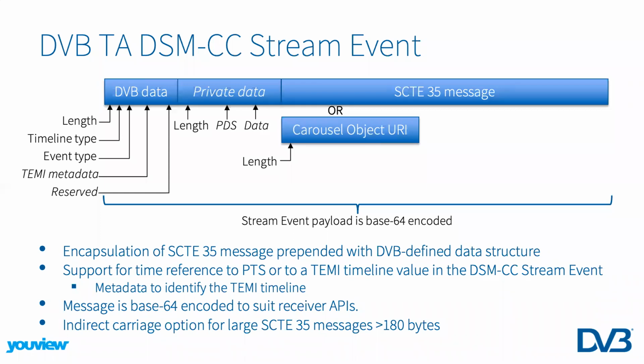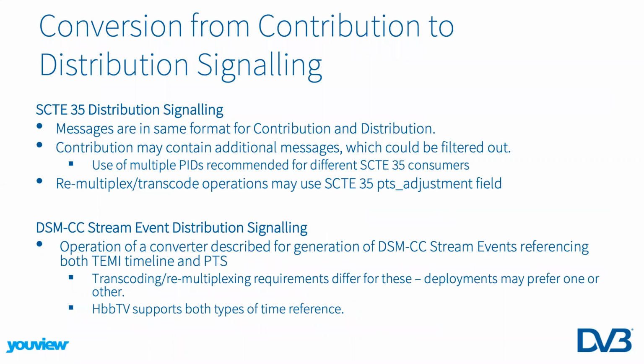So we introduced the latter type, the carousel object URI, to deal with large messages that might be in excess of the maximum payload of the DSM-CC stream event. So this caters for messages more than 180 bytes long. And then we'll just continue on that slide, please.